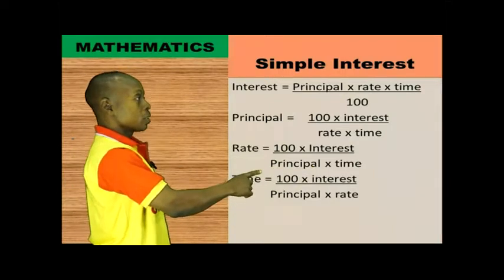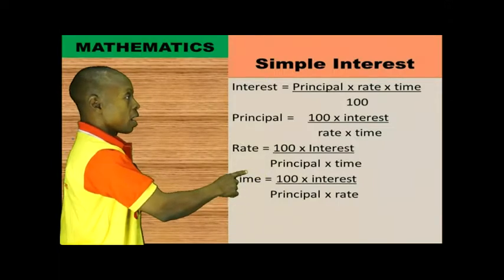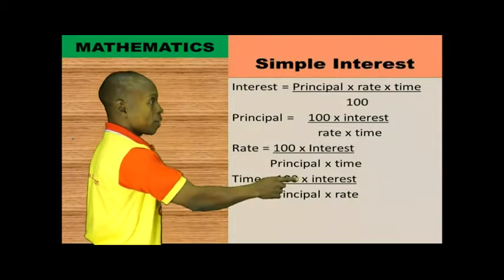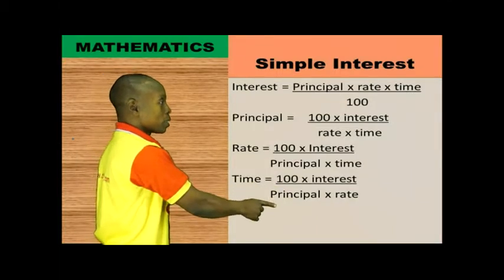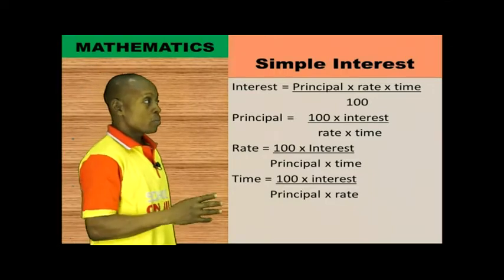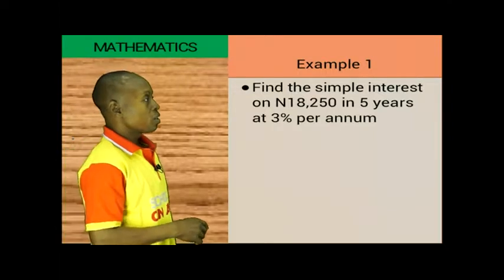Likewise, if you are given the interest, principal, rate, and you are asked to get the time, the formula to get the time is this: 100 multiplied by interest all over principal times rate. That's the formula. That's very important. You have to master that. So let's take an example on this.